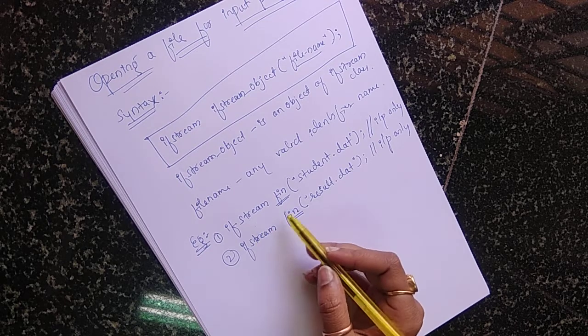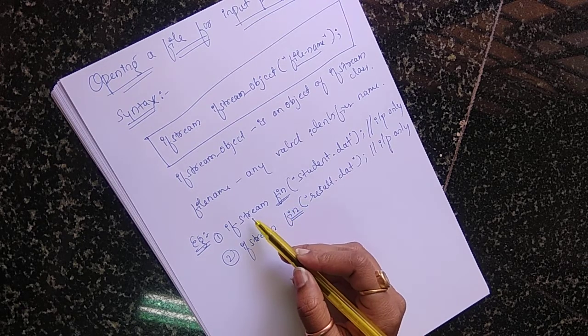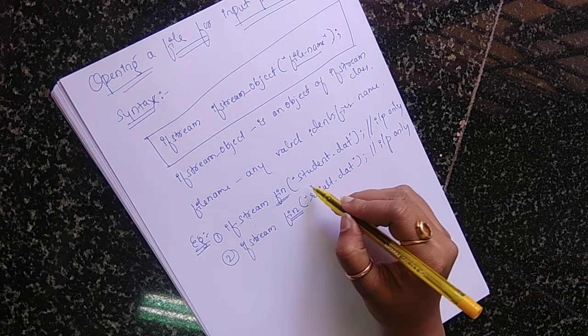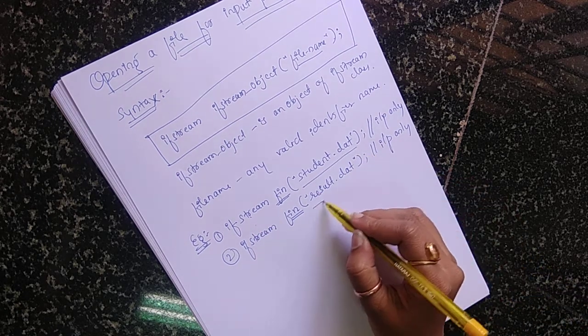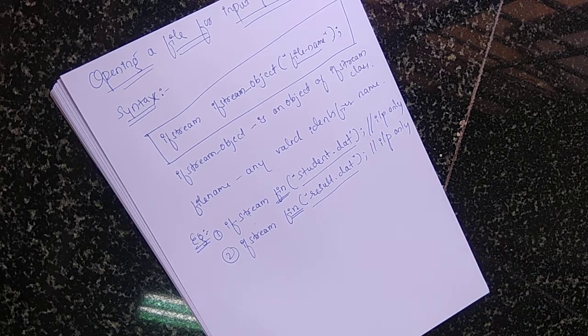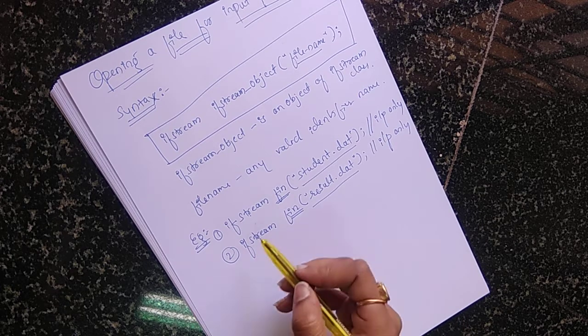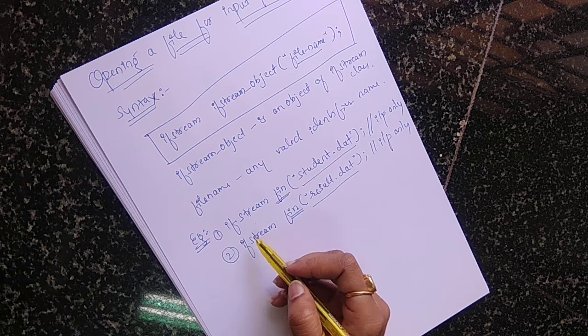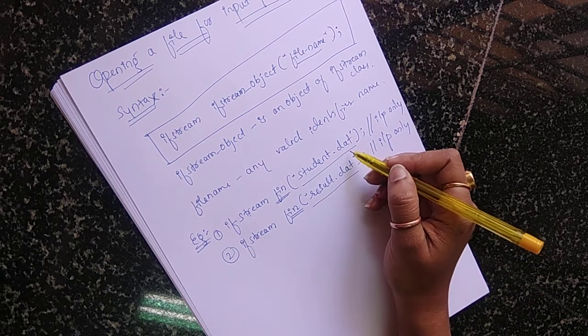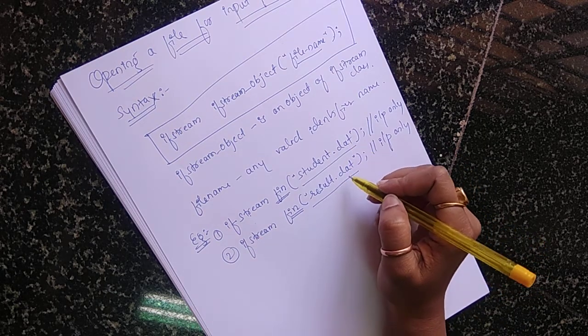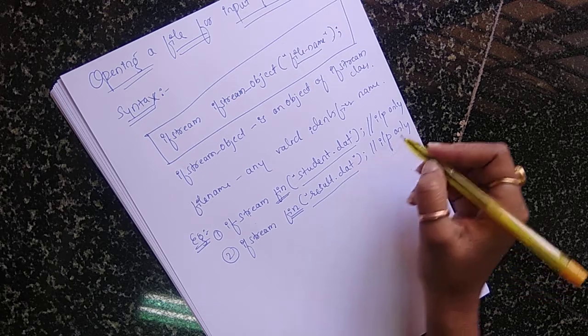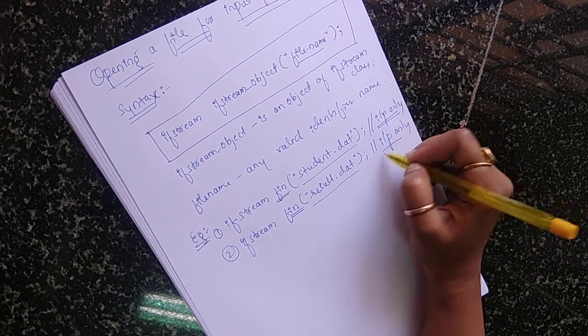ifstream is a class name. fin is the object of your ifstream. student.dat and result.dat are the respective file names. So this fin is declared as an object of your ifstream class, which will make your student.dat file and result.dat file to be opened only for input purpose.